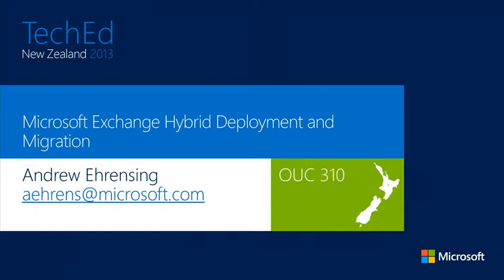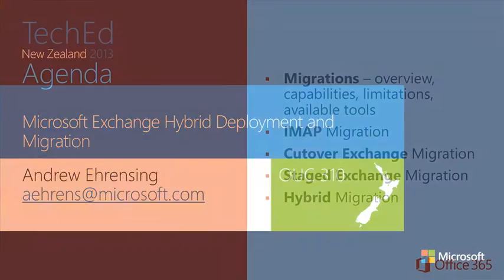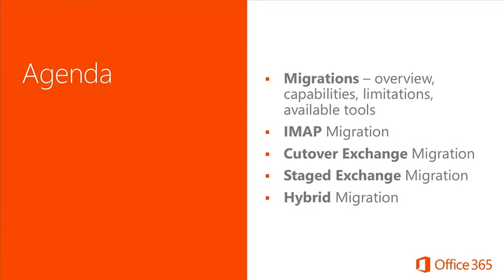Anyway, welcome to OUC 310. We're here to talk this afternoon about Exchange migrations to Office 365. In this session, we're going to cover your migration choices. You have quite a few options for bringing an organization or a subsidiary or subset of your users over to Office 365. We'll spend the first 15 to 20 minutes walking pretty quickly through the IMAP, cutover and staged migration approaches, just so you have awareness of those.